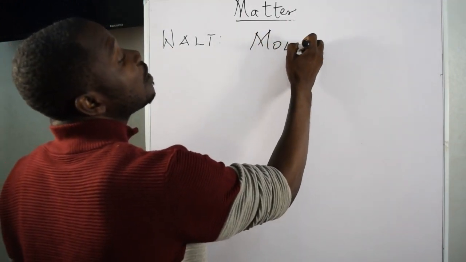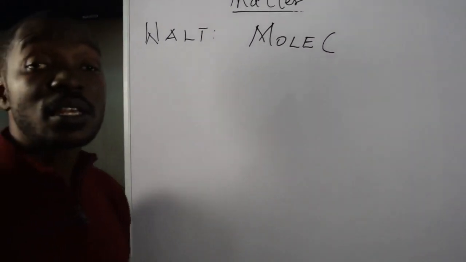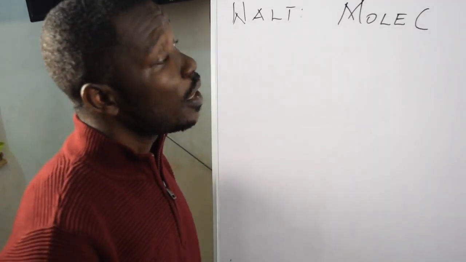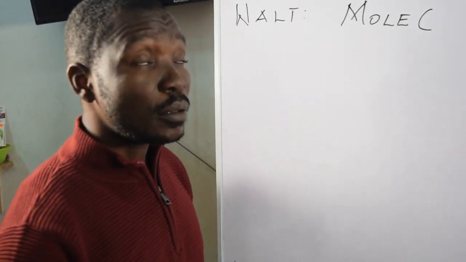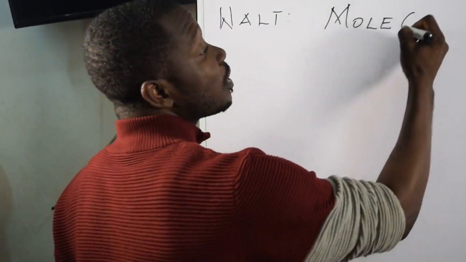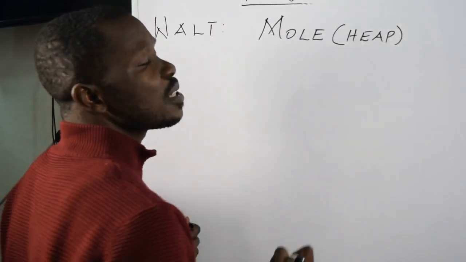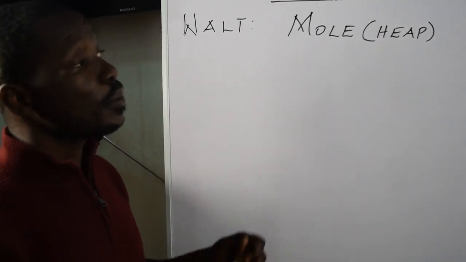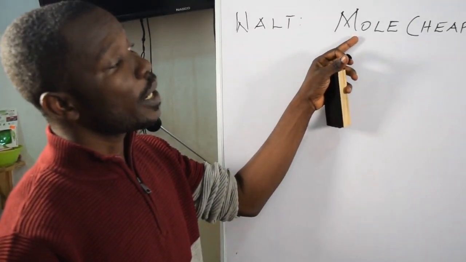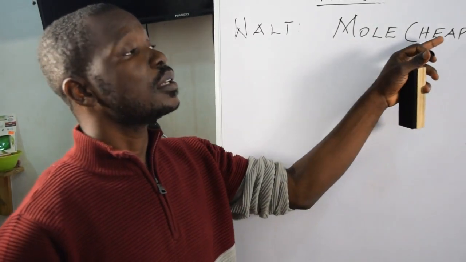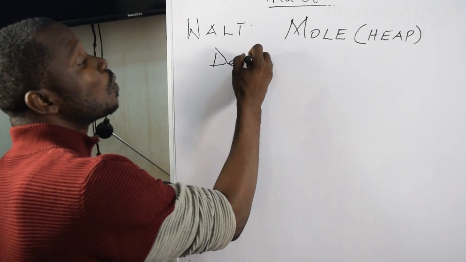One advice I give to my students is, if you really want to understand the language of science, then you don't have to play with Latin, because the Latin word for mole is heap. And most of the science terms were gotten from Latin. Their roots are in Latin. So the first thing I want you to put at the back of your mind is mole in Latin means heap.